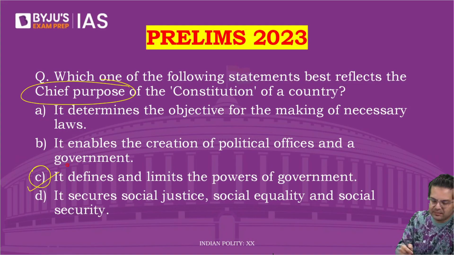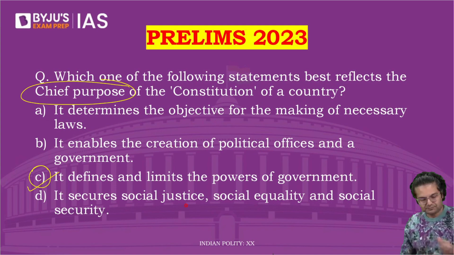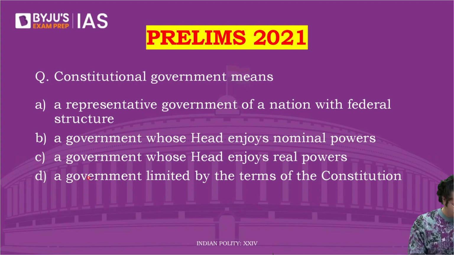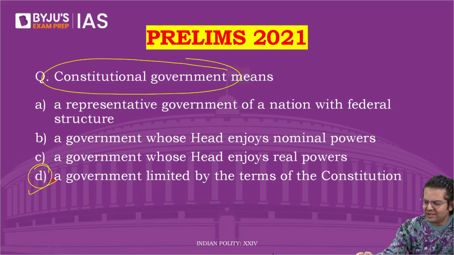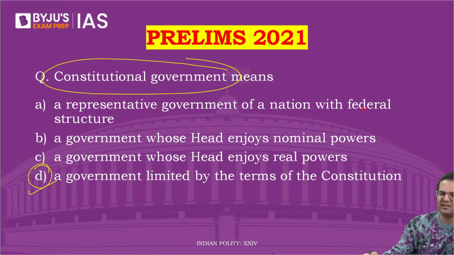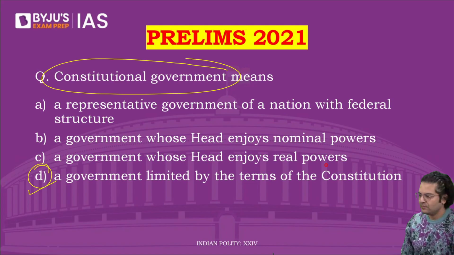Okay, then comes the idea of securing justice, creating political offices, determining the objectives. All these are there, but this is the chief purpose. One more question, and that will be the last question. Is of course a government limited by the terms of the Constitution. It could be federal or unitary, like France is a unitary government, right? So other things may not be appropriate, but D is the correct answer, right?